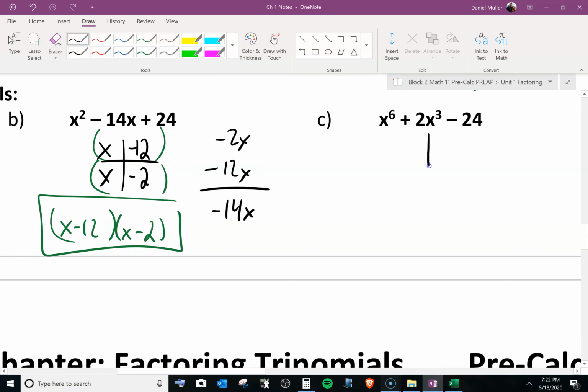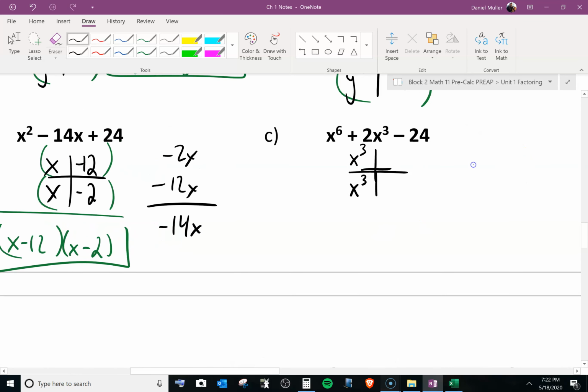Finally, the last one before we do this all over again on the second page. x cubed and x cubed get me an x to the 6. 24 again. There's so many 24s. So 8 and 3, right? Get me 24. 6 and 4. 12 and 2. Is there any way to get 2? Yeah, 6 and 4 gets me 2. So I'll do 6 and 4. And one of them has to be negative. So let's say I make the top negative.